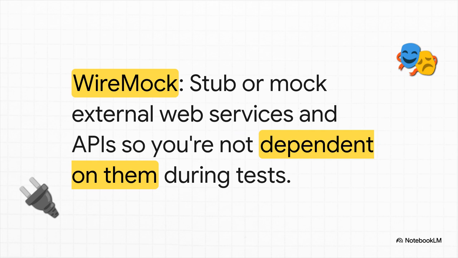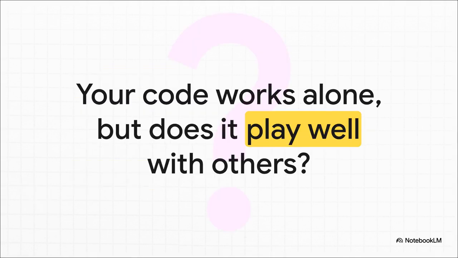And finally, there's WireMock. So what if your application relies on some third-party API? You don't want your test to fail just because their service happens to be down. WireMock lets you create a fake version of that API, which gives you total control and makes your tests 100% reliable. So after all of that, it really just comes back to one simple question.